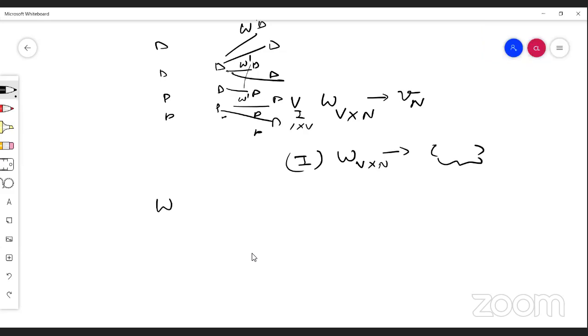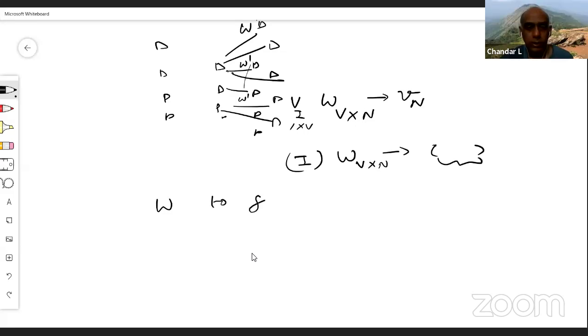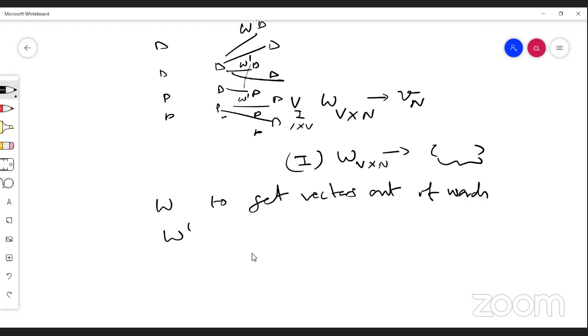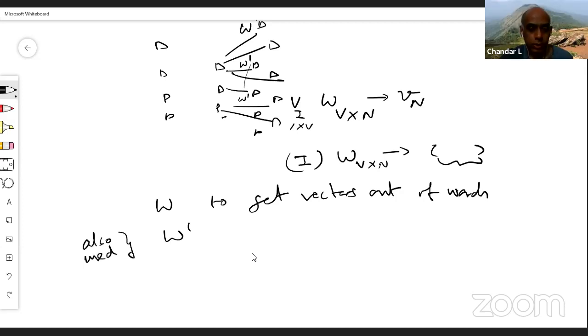Got it. So we could have used W to get vectors out of words. We could have also used W dash to get the nearest words to the vector. Yeah, so long as we use one of them consistently, we still end up having a conversion of the v-dimensional vectors to n-dimensional vectors. Either one of them can be used to get the vectors from words. They are called dual representations. You could have used either one of them, it doesn't matter.